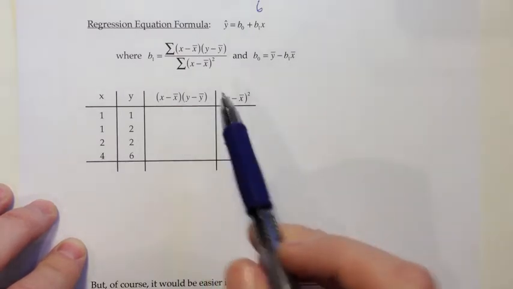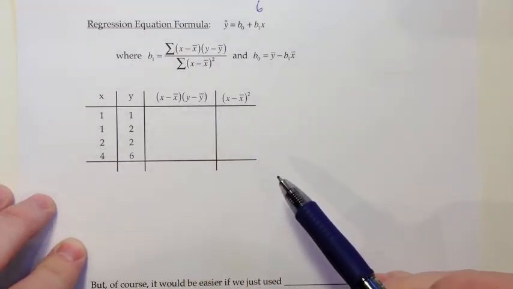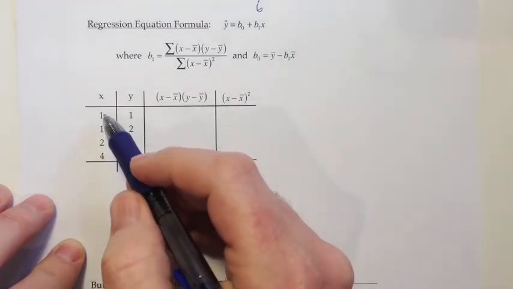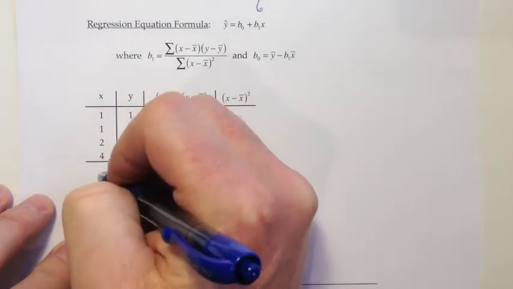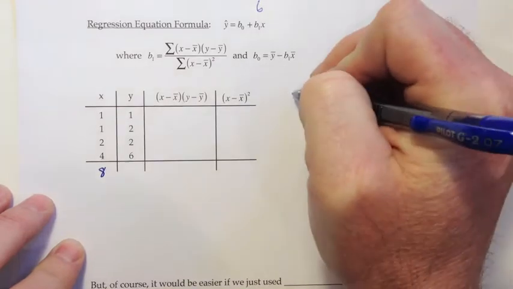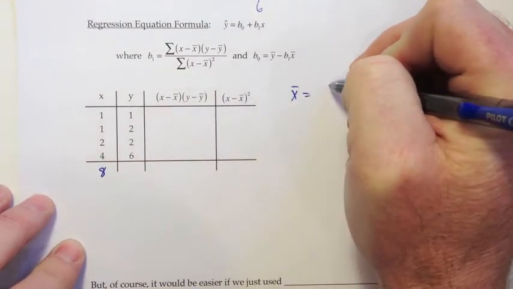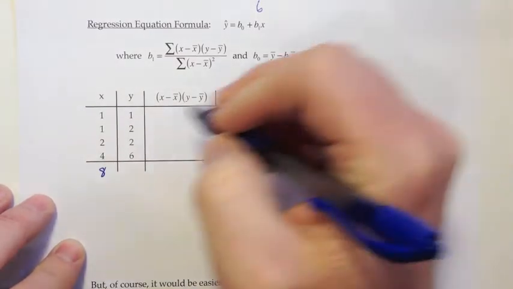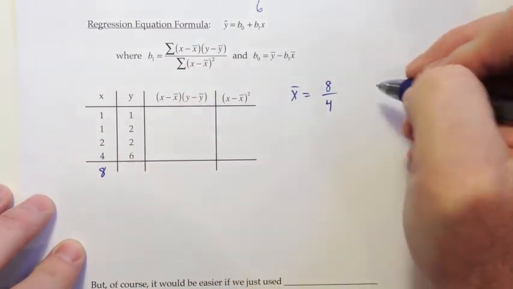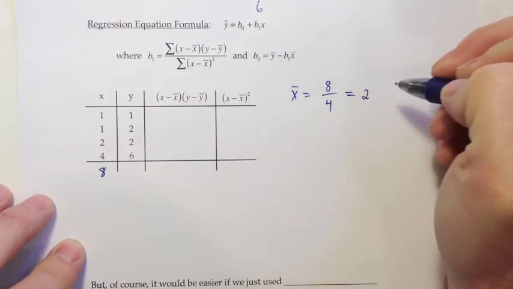Since we need x bar and y bar, it makes sense to start out by getting those first. I need to add up my x's, and it looks like those x's add up to 8. So x bar would be the sum of the x's, which is 8, over the number of x's we have, which is 4. So x bar is 8 over 4, or 2.